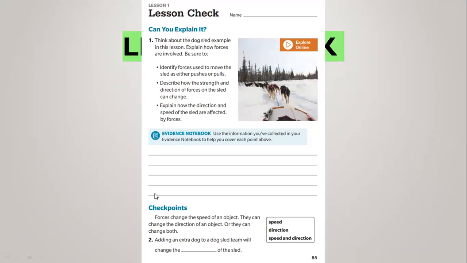In session 4, we answered the lesson check. So please go and answer the lesson check. If you find any difficulty, don't hesitate to contact us.